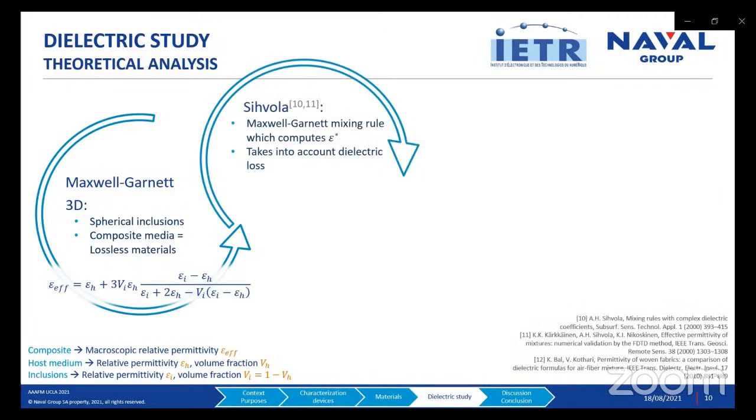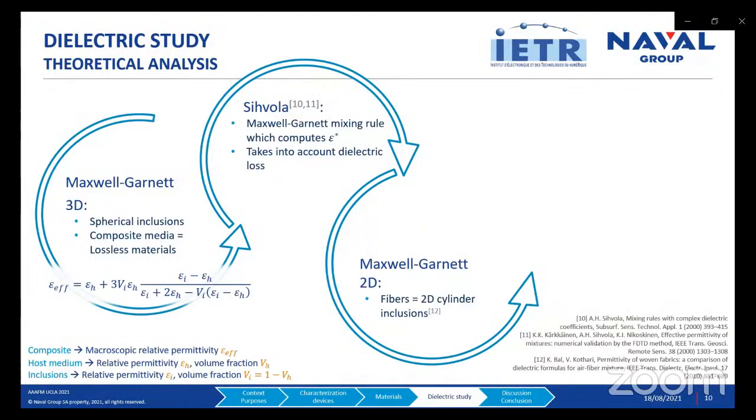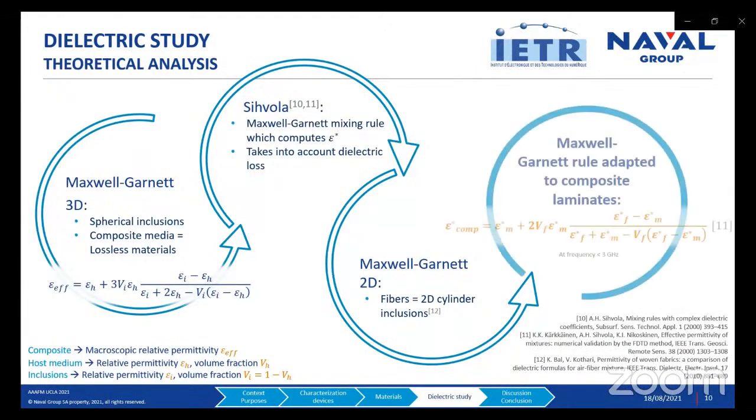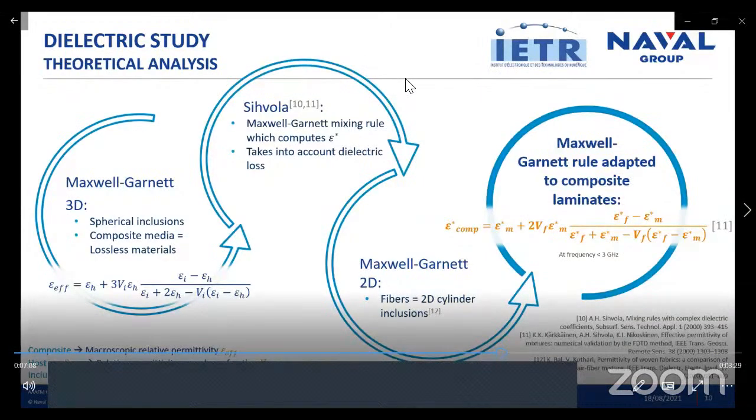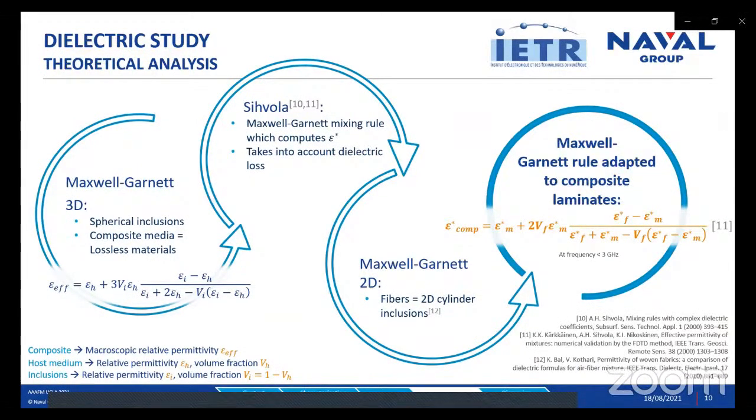We thus used Sihvola's works to compute the complex dielectric permittivity of the composite from the Maxwell-Garnett rule. As Ball and Cotari did, we then considered the fibers as two-dimensional cylinder dielectric inclusions embedded into a dielectric matrix. We finally assumed that the 2D Maxwell-Garnett mixing rule can compute the complex permittivity of our composite laminate, epsilon asterisk comp, from the complex permittivity of the resin, epsilon asterisk m, the complex permittivity of the fibers, epsilon asterisk f, and from the fiber fraction. This thinking is suitable for frequencies lower than 3 GHz. At higher frequencies, the wavelength of the electromagnetic field is not large enough in comparison with the dispersion and dimensions of the fiber used.